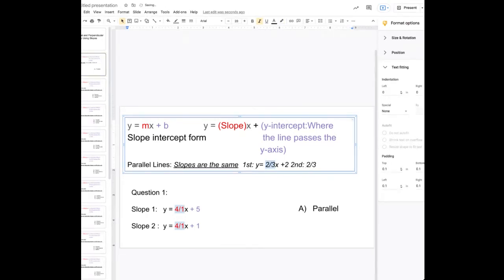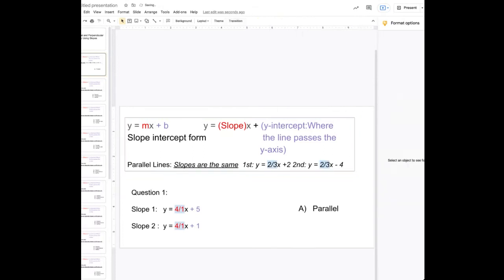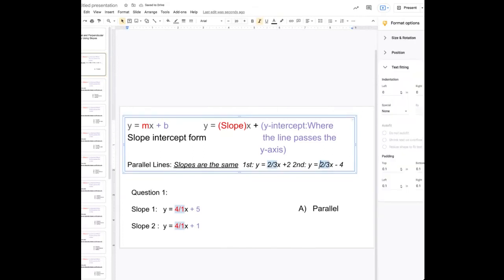And here, the second line is y equals, once again, 2/3x minus 4, right? If you're looking at a lot of things, there are only two things you should be looking at: the slopes, here 2/3 and 2/3. Knowing that they are the same, you can determine that if the slopes are the same, then they are parallel slopes or parallel lines.